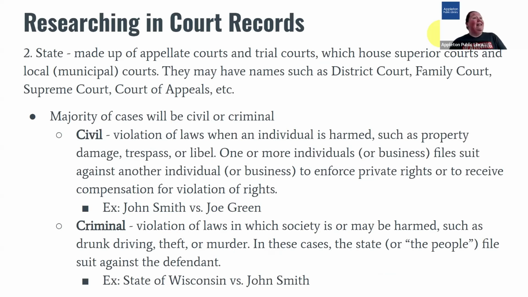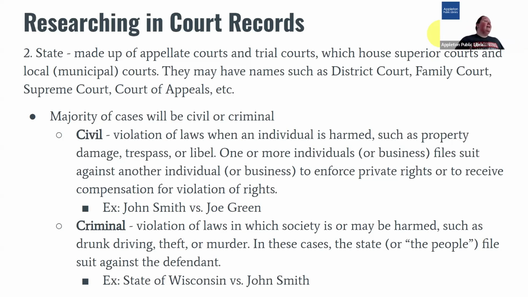Of course, then we've got state courts. So that's kind of the next level underneath federal. They have appellate courts, they've got trial courts, and within those, they have superior courts and their local municipal courts. They have names for their courts like district court, family court, they've got a state Supreme Court, they've got a court of appeals, et cetera, et cetera. Again, every state's different. What they call it is going to be different. That's why you want to start with the FamilySearch Wiki, or you want to start Googling to learn a little bit more about the state court system in that area that you're researching.